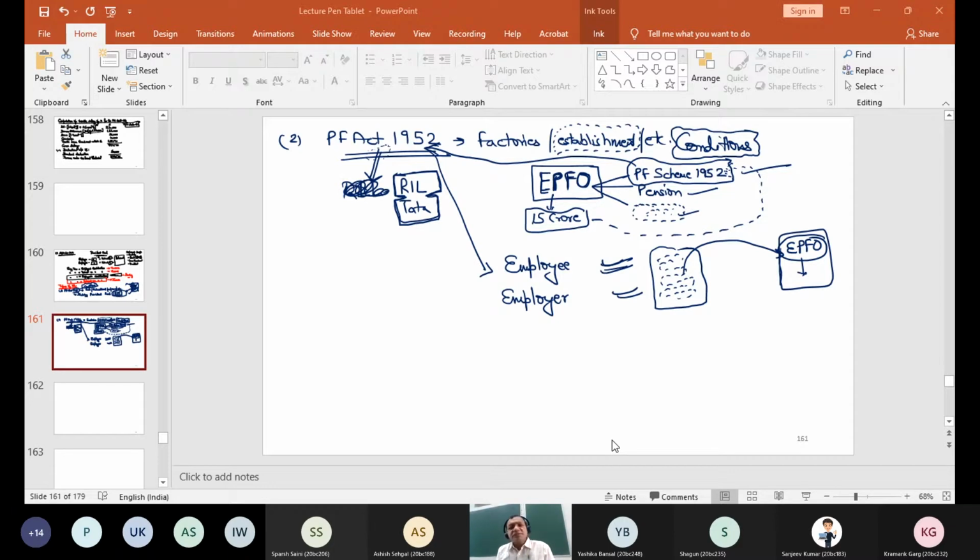The organization which is managing the contributions of these factories and offices is known as the Employees Provident Fund Organization. Under this Employees Provident Fund Organization, 3 different schemes are running. I'm not concerned with all 3 schemes. I'm concerned with one scheme which talks about Provident Fund, and that scheme is by default covered under the PF Act 1952. If this is clear, please raise your hand.